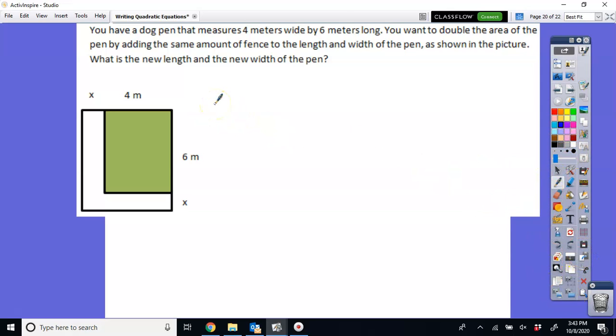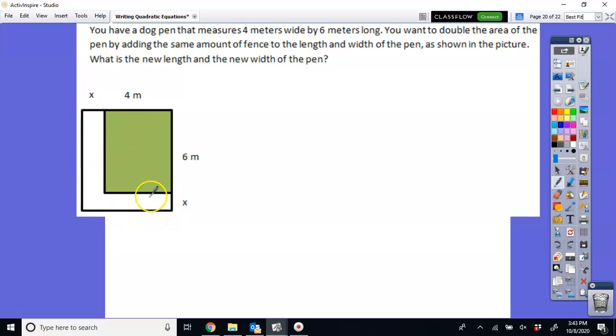This is an example, let's say, that you're doing at your house. You have a dog pen that measures 4 meters wide by 6 meters long. So right now you have this dog pen, 4 meters, 6 meters, right? Now I'm going to go ahead and warn you, this is a simple example, but I'm using it to give you a more general principle that you'll see with these types of things. You want to double the area of the pen by adding the same amount of fence to the length and width of the pen. So essentially what's happening here is we've got one dog right now in here. But now we want 2 dogs, and so we want double the area. So we want this area to be double.